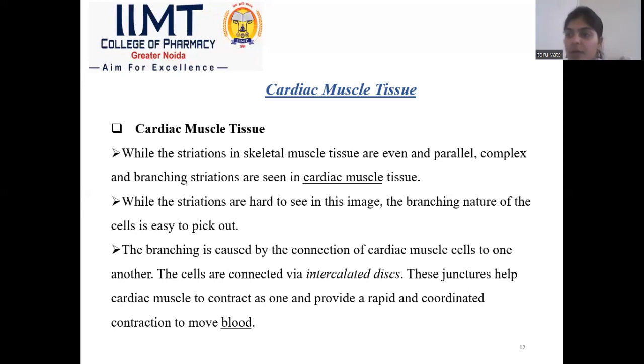The cardiac muscle contracts automatically in a rhythmic manner. The cells are connected via intercalated discs. These junctures help cardiac muscle to contract as one and provide a rapid, coordinated contraction to move blood. Moving to the next slide.